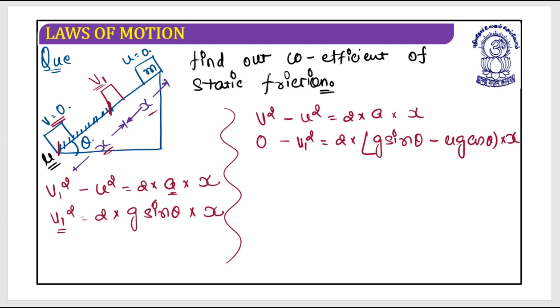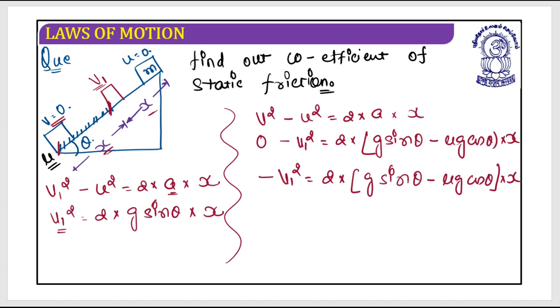And this should be minus V1 square equal to 2 multiplied by g sine theta minus mu g cos theta into x. I hope this is clear. Is it clear? Yes.